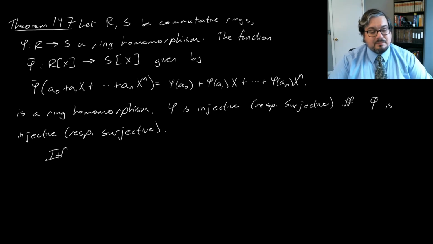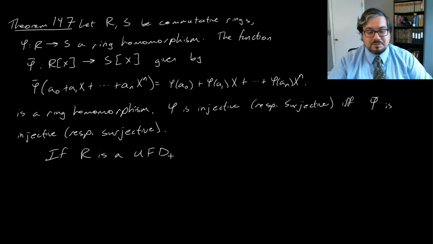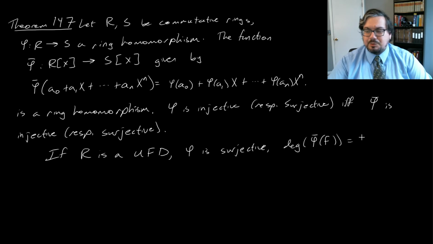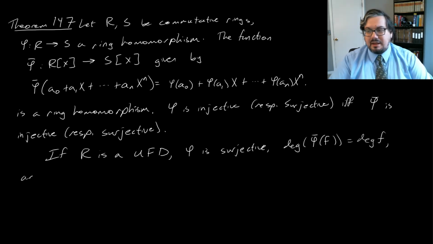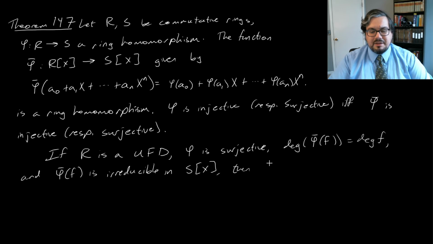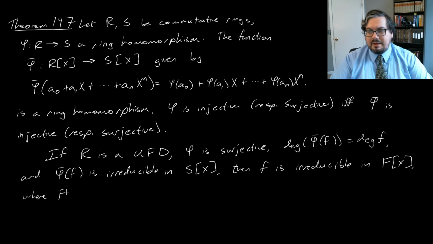Now, there's a second part to this theorem. If R is a unique factorization domain, so more specific, phi is surjective, the degree of phi bar of f equals the degree of f, and phi bar of f is irreducible in S adjoin x, then f is irreducible in F adjoin x, where F is the field of fractions of R.